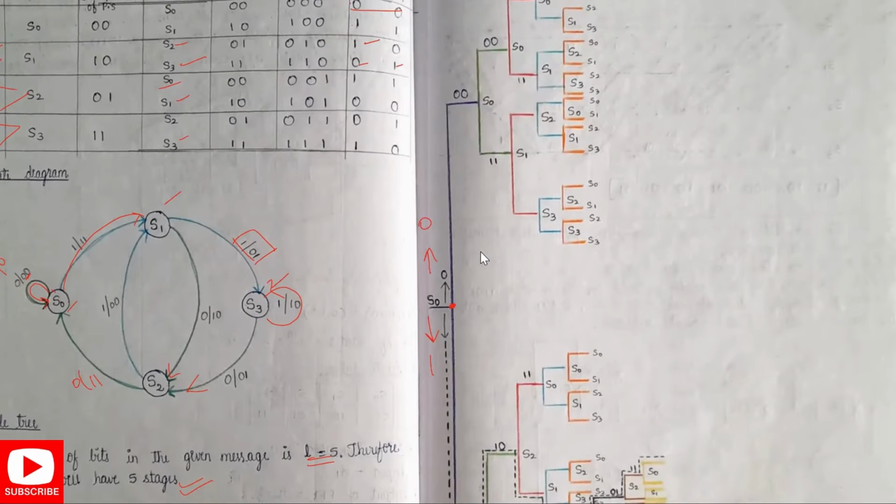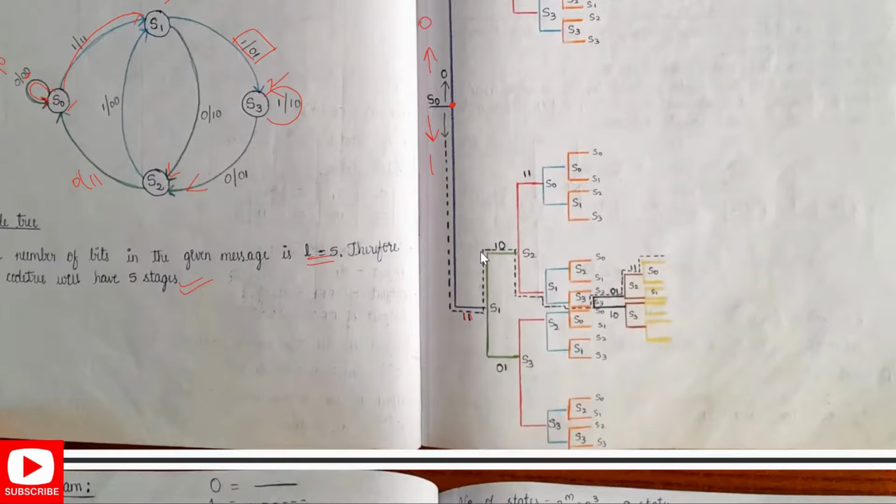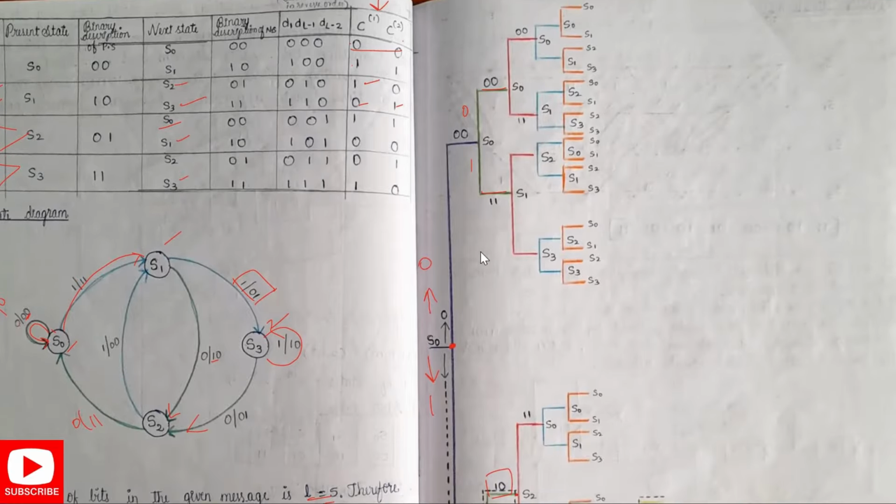Now we move into S0. Here it is again mapped in two ways, 0 and 1. S0 of 0 forms 0, 0, and S0 of 1 forms 1, 1. Then what happens to S1? If it is 0, it is mapped to S2 with output 1, 0. If it is 1, it is mapped to S3 with 0, 1. The first stage is completed.